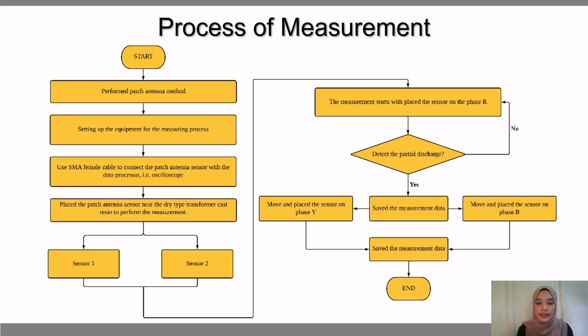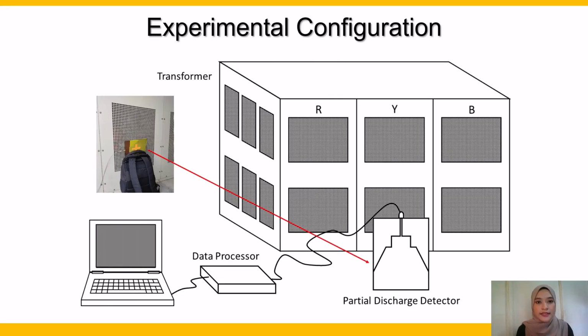So this measuring consists of sensor 1 and sensor 2. The measurement starts by placing the sensor on phase R. If the sensor detects the partial discharge signal, then save the measurement data and proceed to place the sensor on phase Y and phase B. If the sensor detects the PD data, we can save the measurement data and end the measuring process. So this is the experimental configuration of how we conduct the measuring of the PD detection.